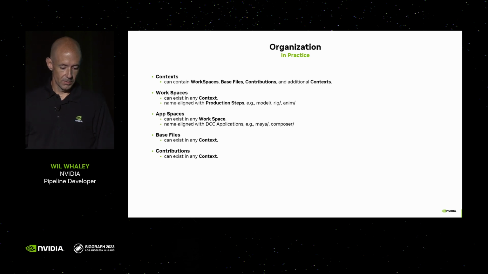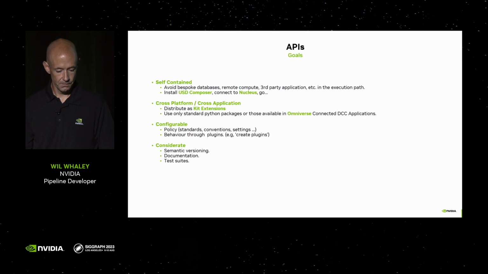So organizationally and in practice, a context can contain workspaces, base files, contributions, or other contexts. Workspaces can exist in any context. They're name aligned with production steps, so they'll look like model or rig or anim. An app space can exist in any workspace, and it's name aligned with a DCC application like Maya or Composer. We have the base files, and they can exist in any context, and we have contributions, which can exist in any context. So to restate, a context is just general organization. Workspaces and app spaces are for content creators, and then base files and contributions are the USD layers that serve as the foundation of our pipeline.